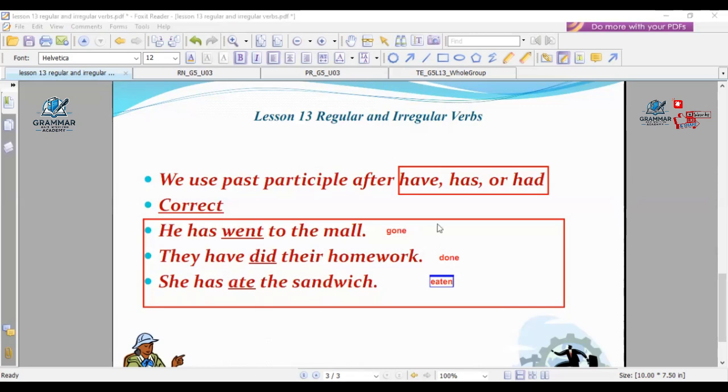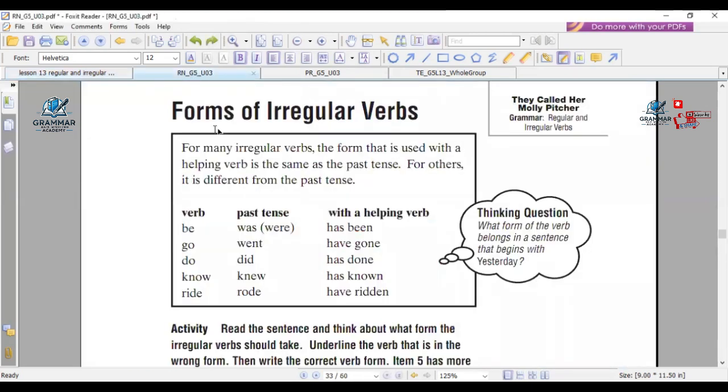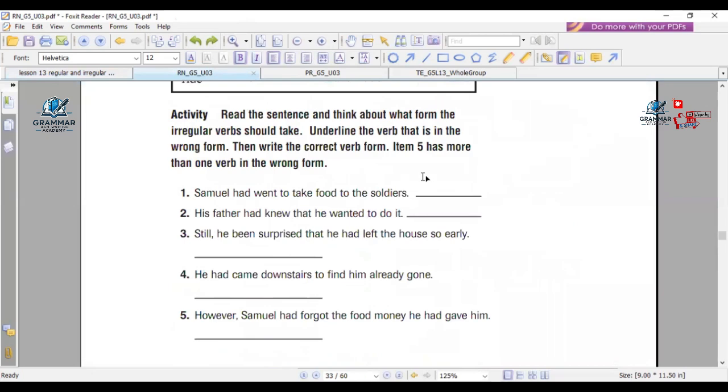Welcome. Here, you have an exercise down. Read the sentence and think about what form the irregular verbs should take. Underline, all of you put your hands down by the way, okay? All of you, underline the verb that is in the wrong form. Then write the correct verb form. Item 5 has more than one verb in the wrong form. Answer it, please. You have a minute. By the way, this is your homework.